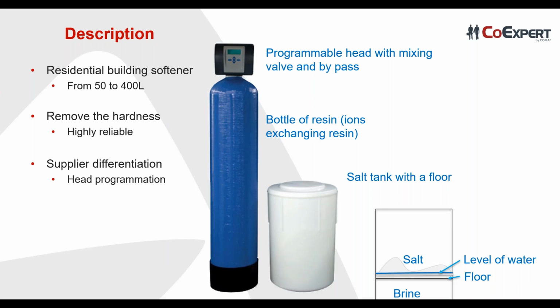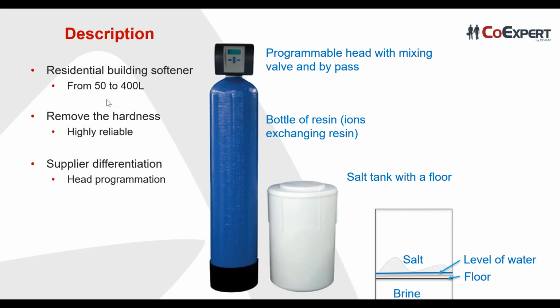Now, the softener description. All softeners contain a programmable head, a bottle of resin, which is an ion exchanging resin, and a salt tank in order to produce the brine. The salt tank is like that. There is a floor, the salt, which is a solid, and some water, in order to produce the brine, because the brine will be useful for the regeneration.